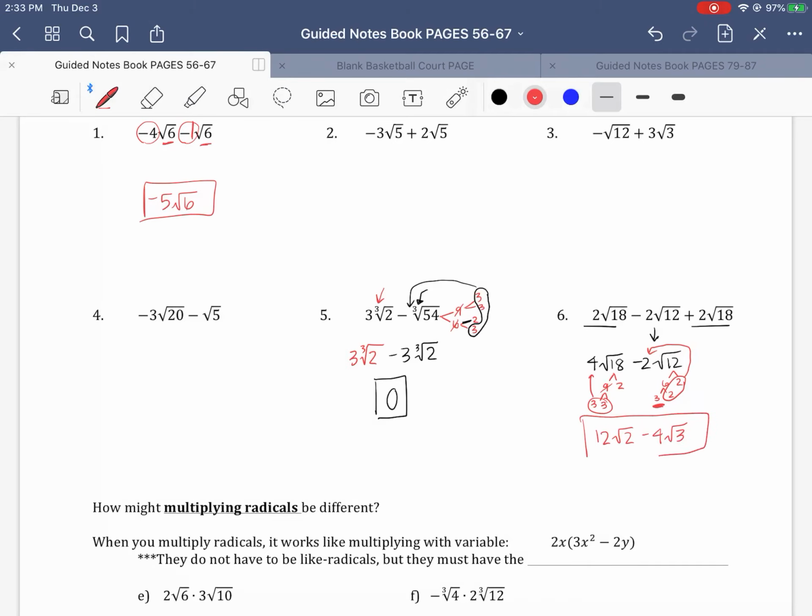Notice this one now, you have 2 terms. That's okay too. This one's as simplified as it can go. So is this one. And they're still not like radicals, so we leave them side by side. Okay. That's adding and subtracting radicals.